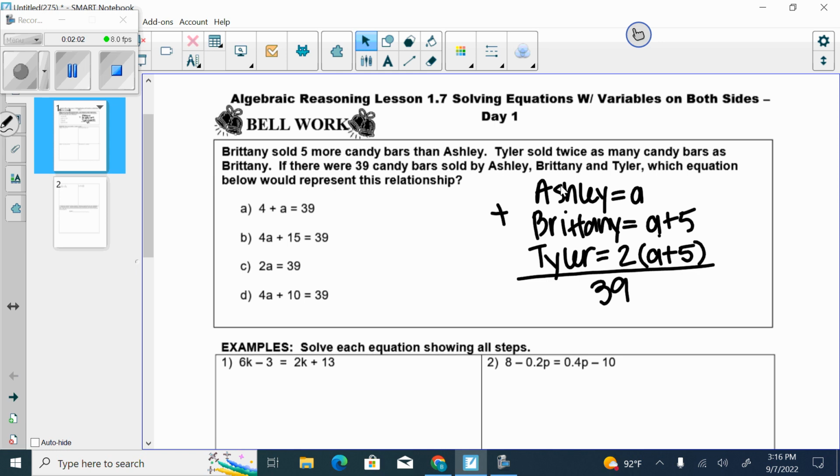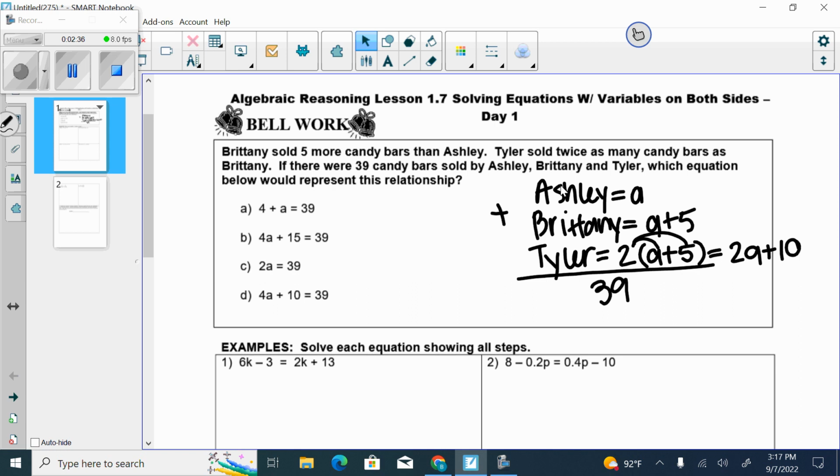But on Tyler, could I simplify what we have written here at all? What could we do? Good. We're going to distribute that 2. 2 times A would give me, like you said, 2A. And 2 times 5 would give me 10. And now we have it simplified, right? Okay. So we said if we add all these up, it's supposed to equal 39. So over here, when I look at my equations, I need one that has all of these equal to 39.